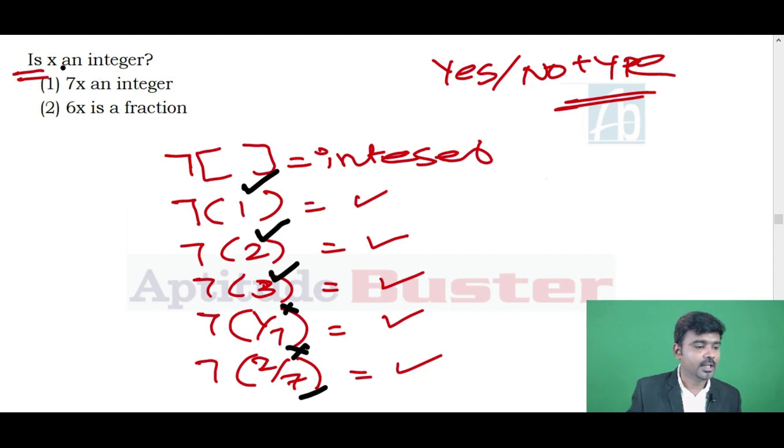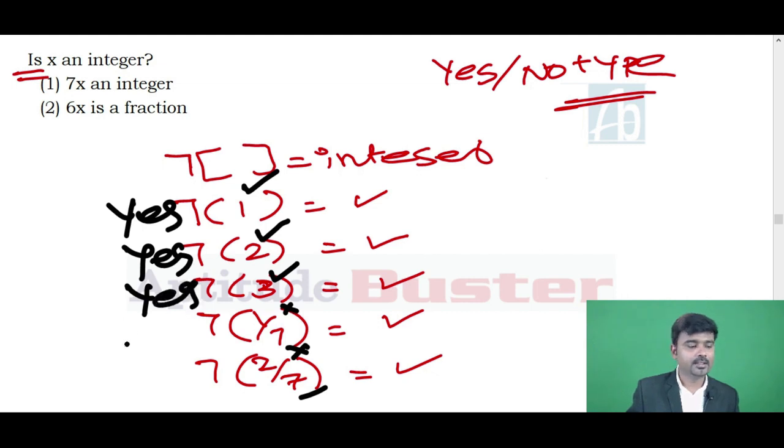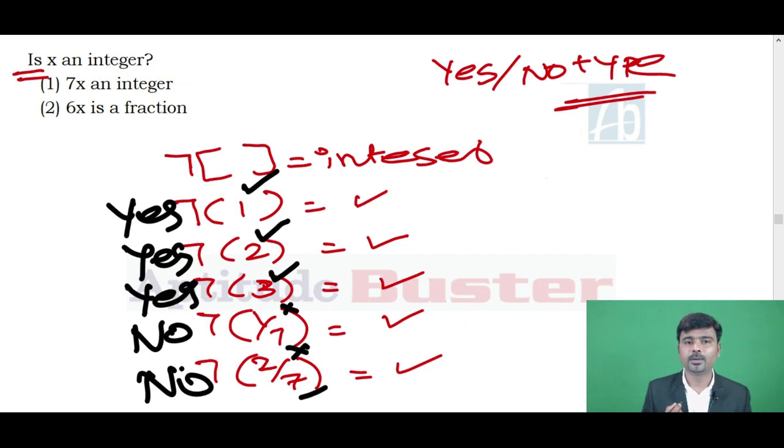The question is, is x an integer? In these cases you can say yes. In these cases you need to say no. So sometimes yes, sometimes no. The first statement is not sufficient to give a definite answer. So first statement is not sufficient. Read the second statement.